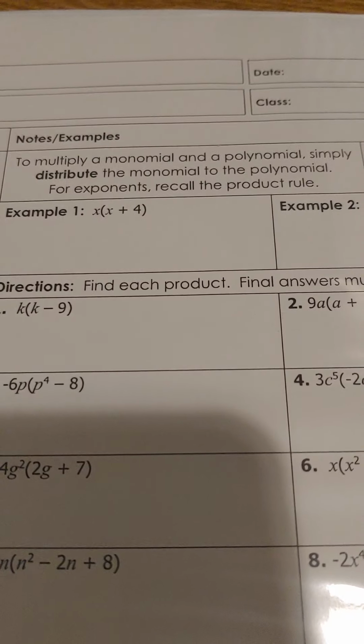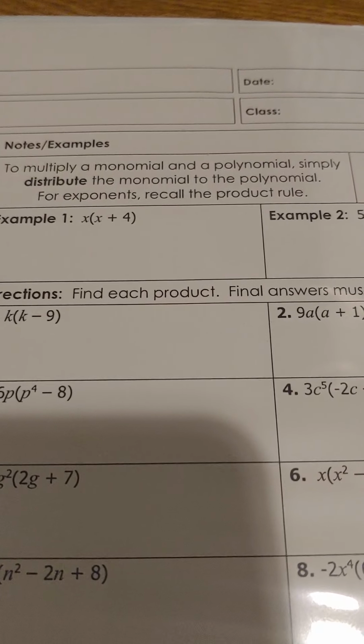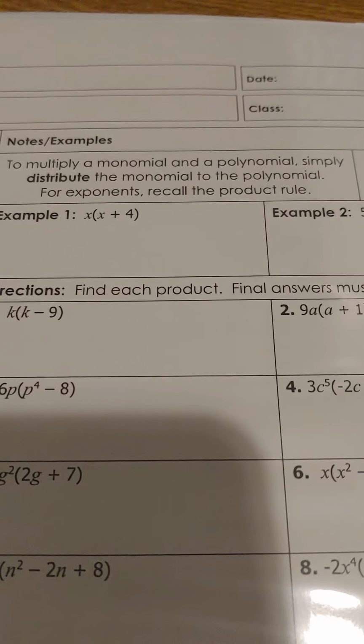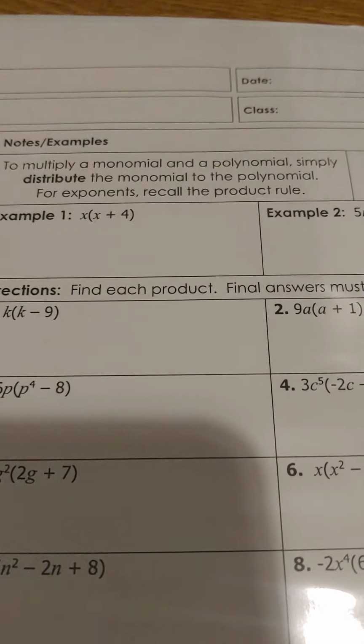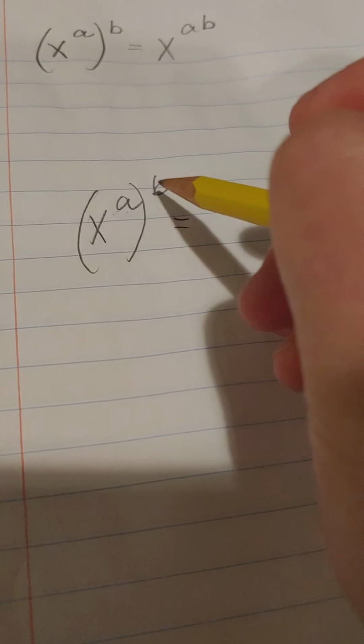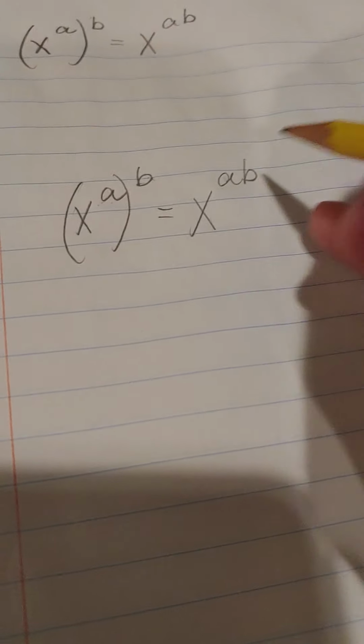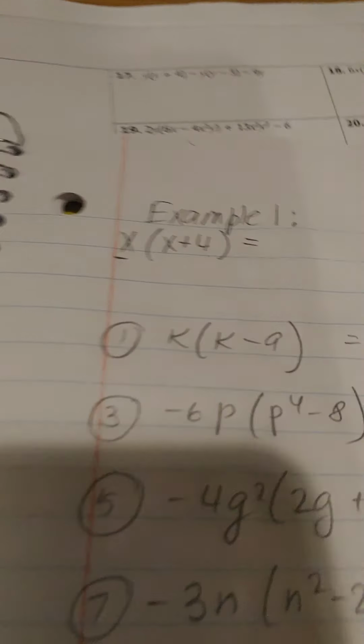So to multiply a monomial and a polynomial, we have to simply distribute the monomial to the polynomial. And for exponents, we have to recall the product rule. This is our product rule. If x to the power a and this whole thing is to the power b, we have to multiply those powers to get the final power. So it's x to the power ab. Okay, so let's jump into examples.